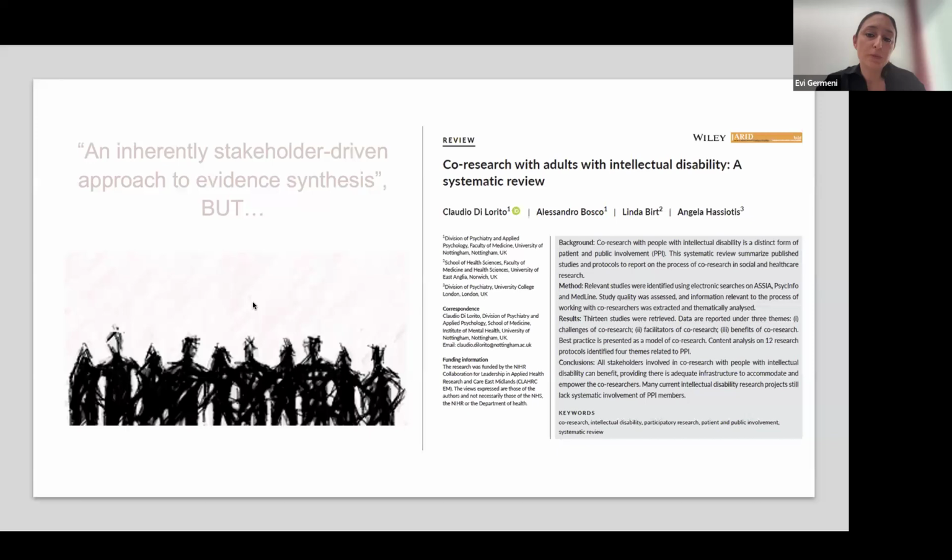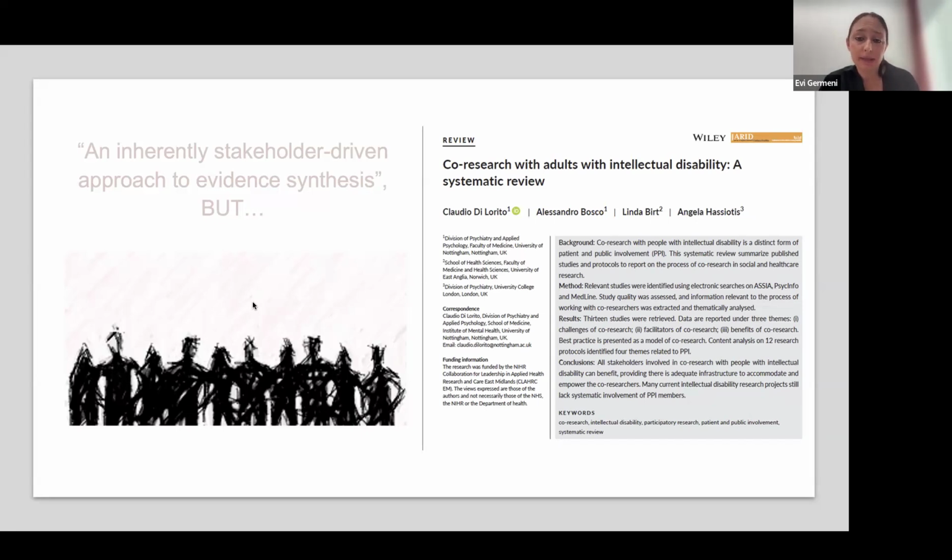One such group is people with intellectual disabilities who have historically been excluded from research, both as participants and as co-researchers, on the grounds of their cognitive impairment. During the 90s, the disability movement, of course, challenged traditional views about the involvement of service users in research with the powerful motto that I'm sure you've all heard, nothing about us without us.